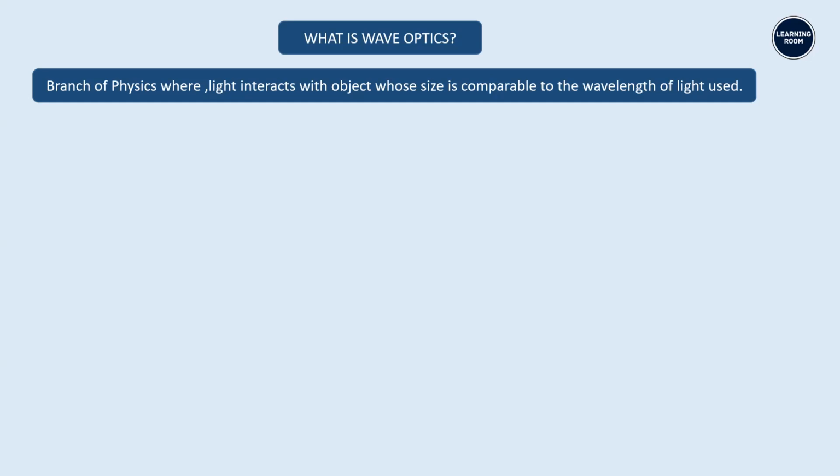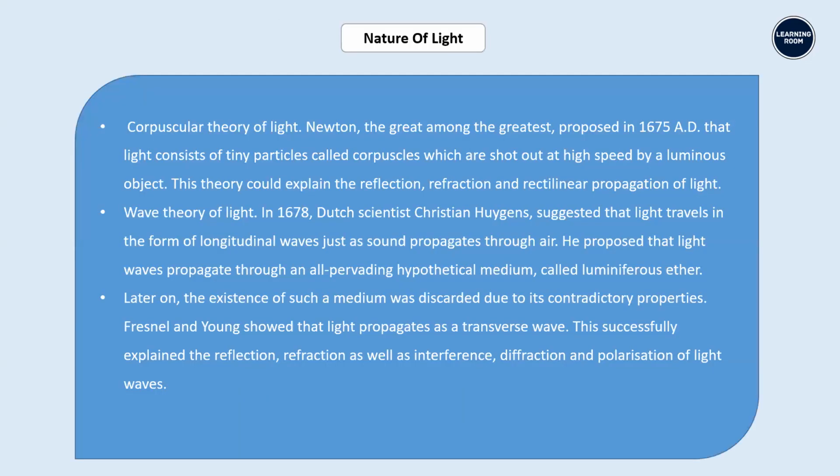Before we start discussing the different topics in this chapter, we need to first discuss the concept of nature of light. If you go back to the past, there were different theories proposed at different points of time. Initially, the theory proposed with respect to light was the corpuscular theory of light, and it was proposed by Newton himself, in the year 1675 AD.